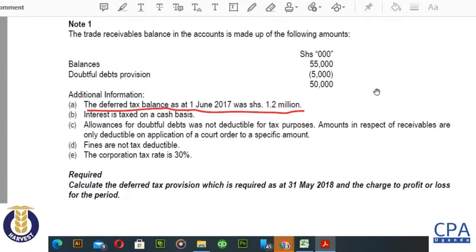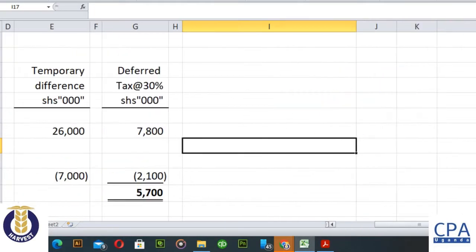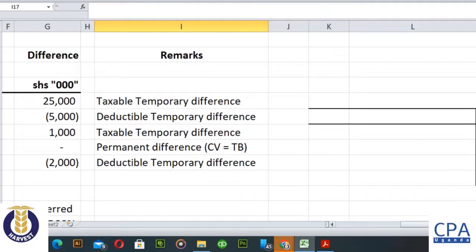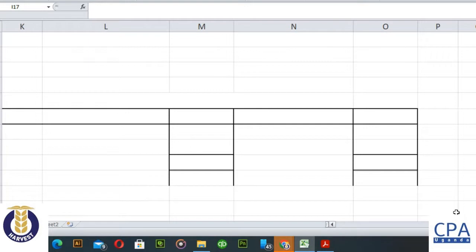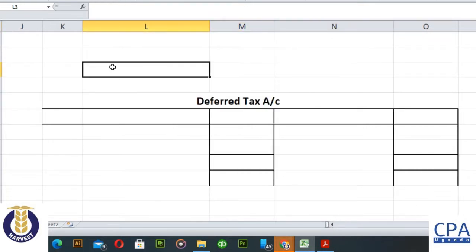So with provisions, you need to compare the current provision with the previous provision. If there is an increase in the provision, that becomes an expenditure. If there is a decrease in provision, that becomes income. Now in our case, we need to prepare the deferred tax account, which I have right here. I've already prepared one, and I'm going to indicate all those facts in this T account.